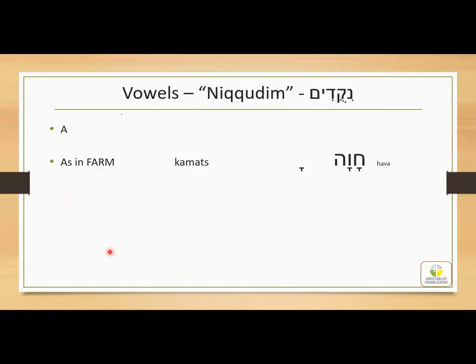Ah, as in farm. We use the kamatz, which is the long A. And the word is, look at it nicely, chava, which is a farm. This is another word you can use when you want to make a sentence.